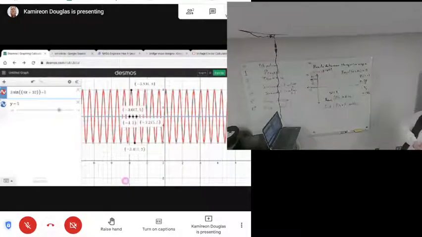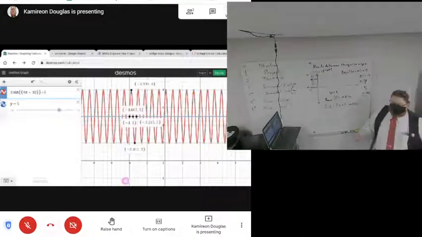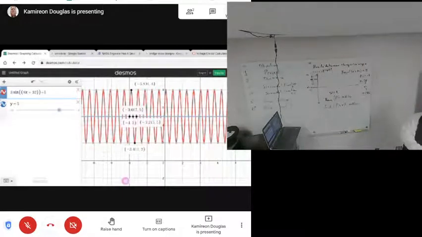For cosine, it's very similar, but instead of midline, it's amplitude. Works really well that way.